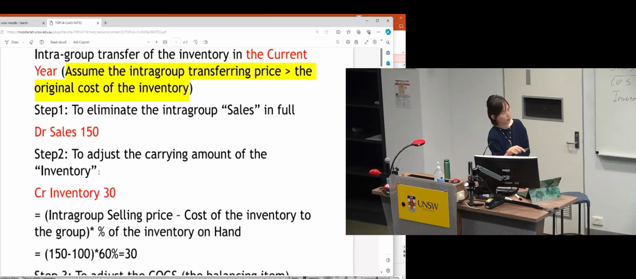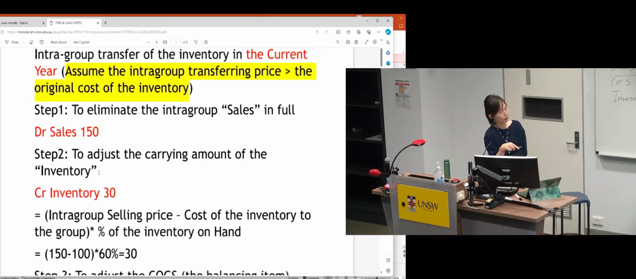And then multiply by the percentage of inventory on hand, because these represent the unrealized profit contained in the closing balance of the inventory. Okay? So we use the profit from the intragroup sale multiplied by the percentage of inventory still on hand. If it's 100%, you get a number here, right? If it's 30%, you multiply 30%. And here, in our case, 60% is still on hand, right? So 50 multiplied by 60%, which is 30.